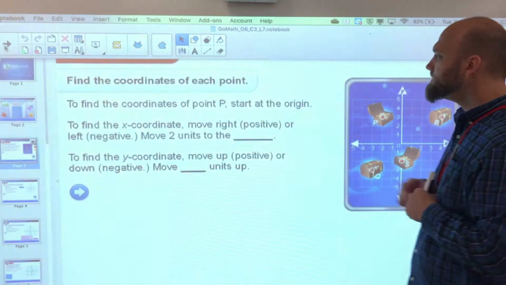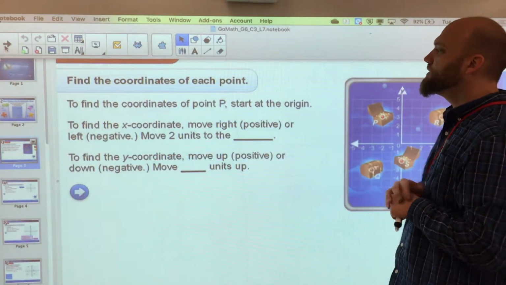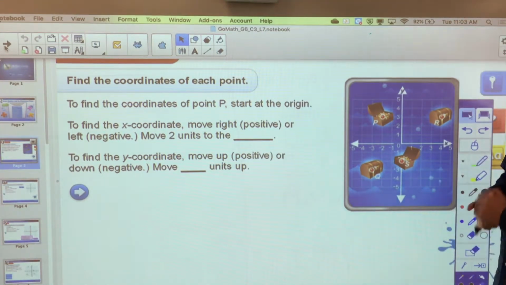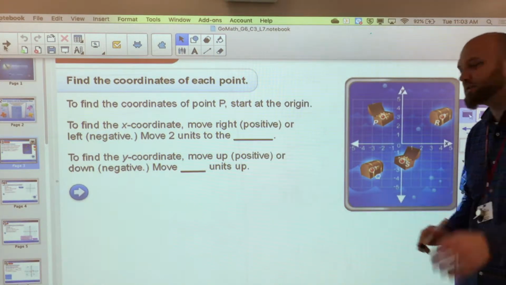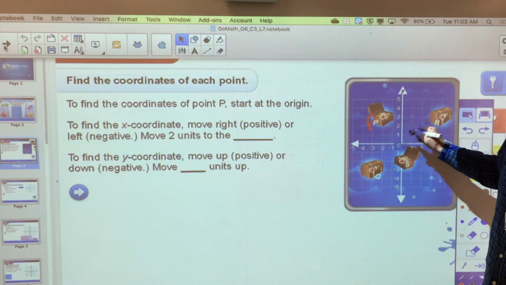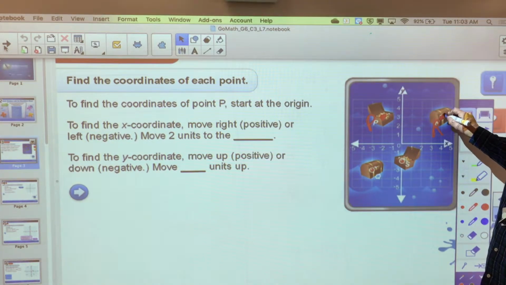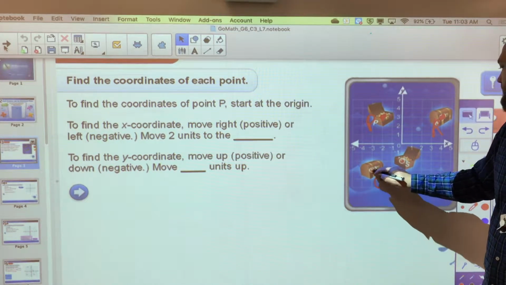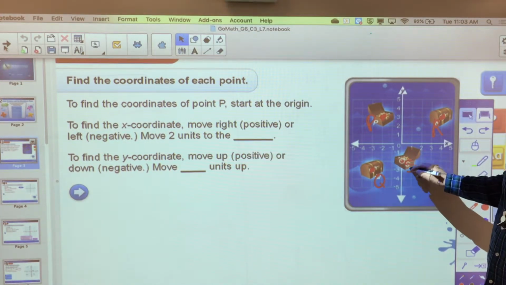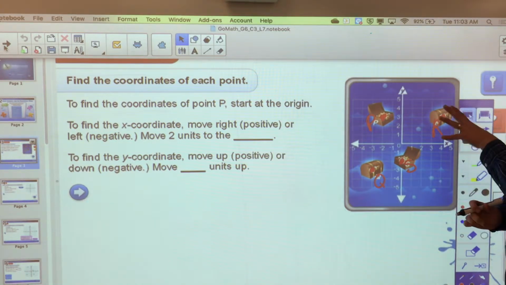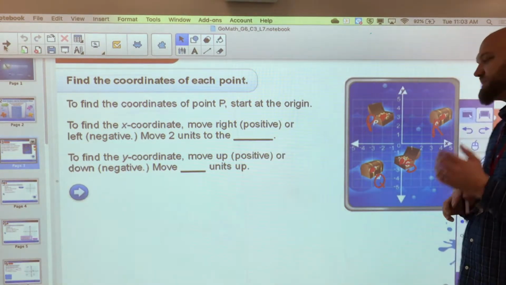So if I had a word problem, it might look something like this. Find the coordinates of point P, start at the origin. So if I'm looking over here, it may be a little bit difficult to see on the video, so this is P right here, this is R right here, this is Q right here, and this is S right here. So maybe that stands out a little bit more. I apologize for the dark coloring, but this is in your book.